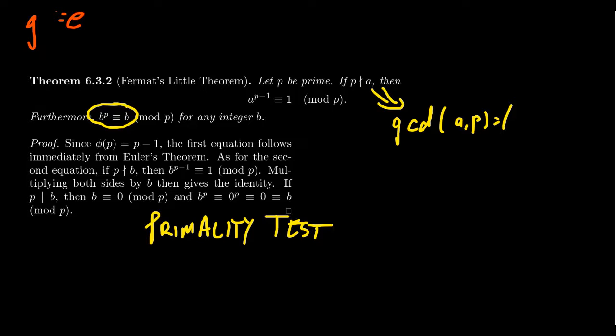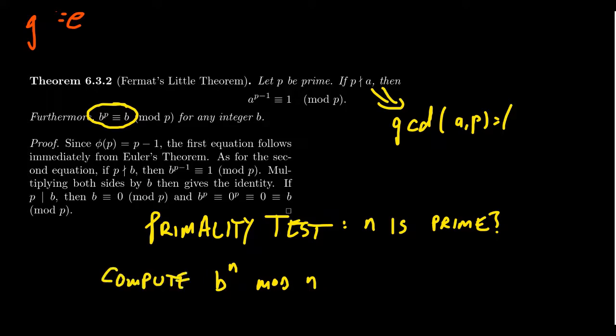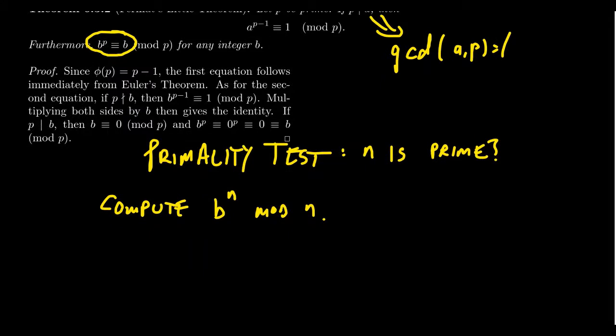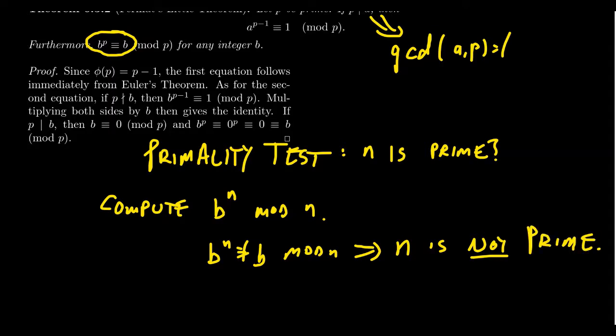Well, if we are uncertain if n is a prime number, basically, this primality test that we're going to run right now is, we have a number n, and we're asking, is it a prime? We don't know. So what we can do is compute b to the n mod n. And what we're going to see is the following: by Fermat's little theorem, if b to the n is not congruent to b mod n, then that implies that n is not a prime number. So we can prove that a number is composite without factoring it, which is a very impressive thing.